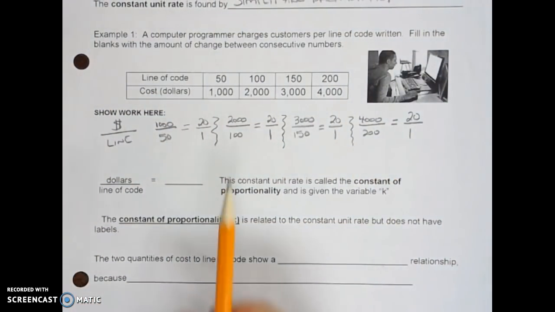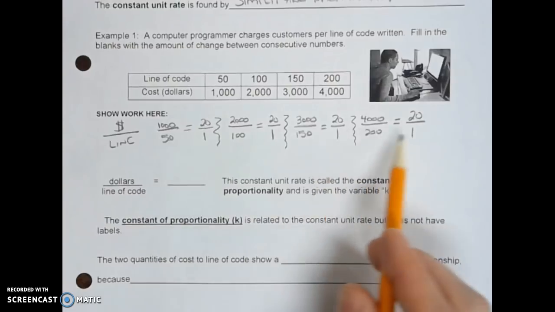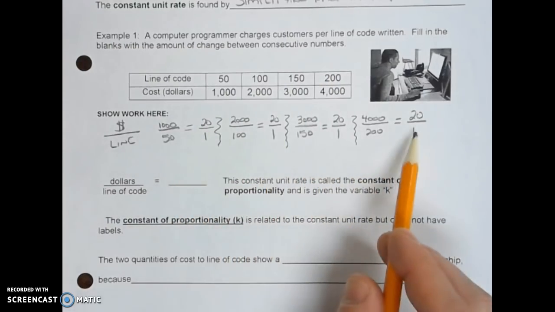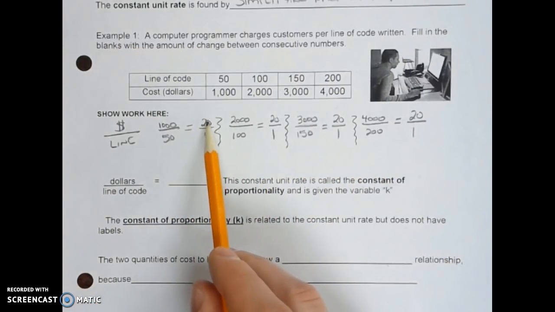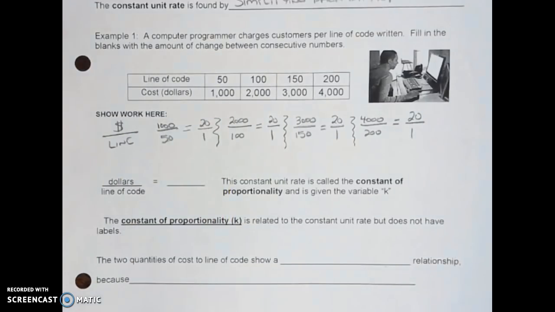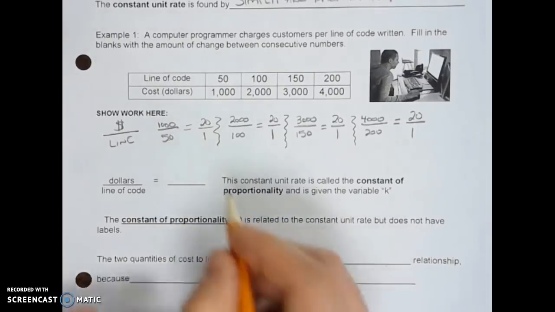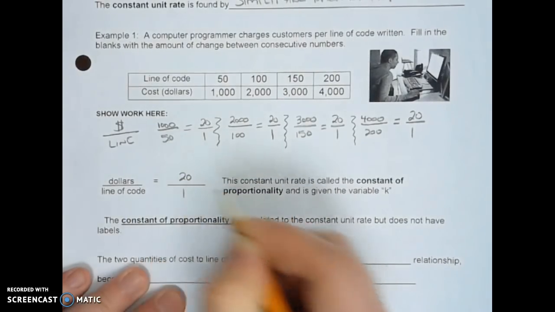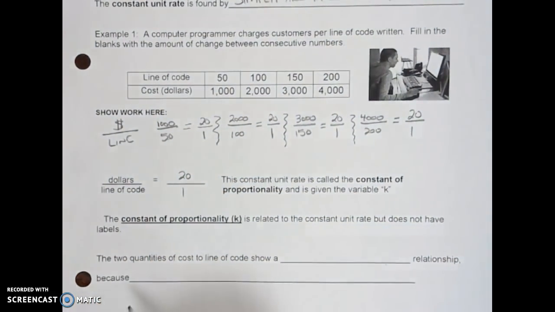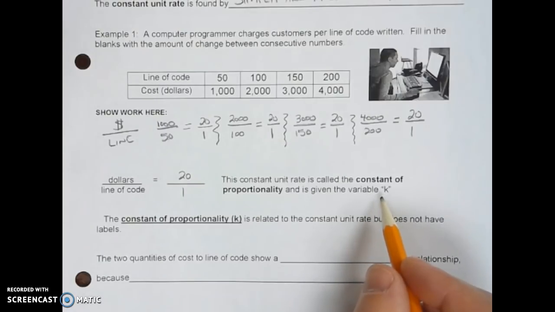And so what we need to do here is look at all 4 of these unit rates. All 4 of the unit rates here are equivalent. They all say it's going to cost $20 for 1 line of code. And so for this data right here, for dollars per line of code, every one of them, $20 for 1 line of code. This constant unit rate is called the constant of proportionality, and it's given by the variable k.